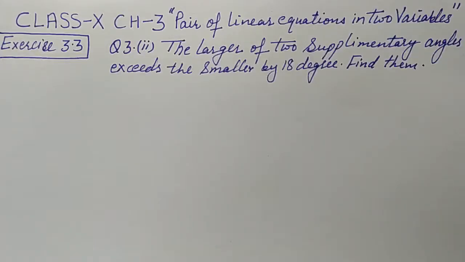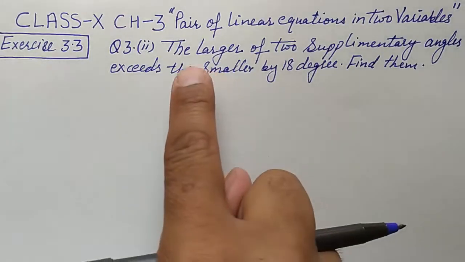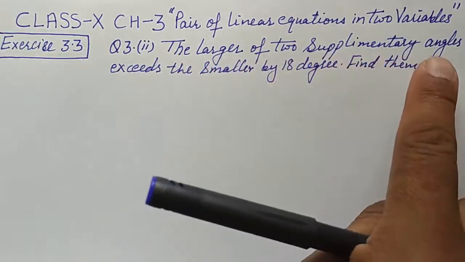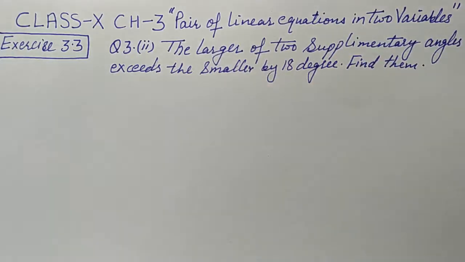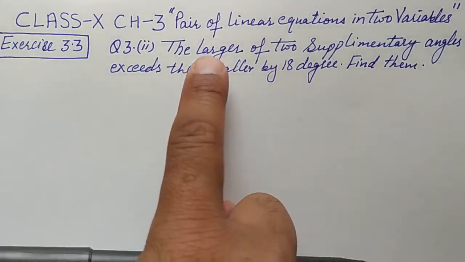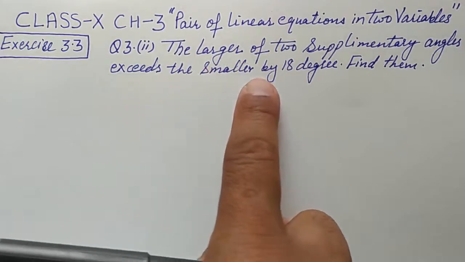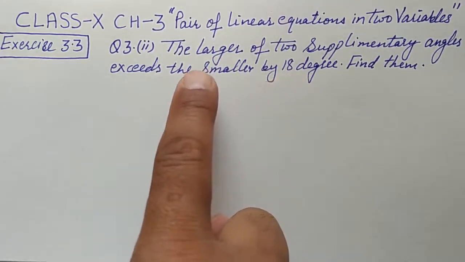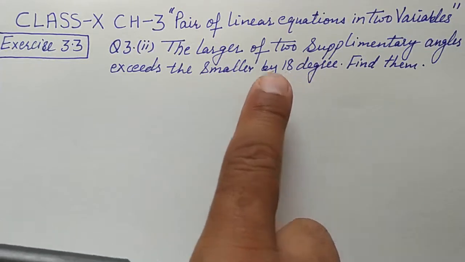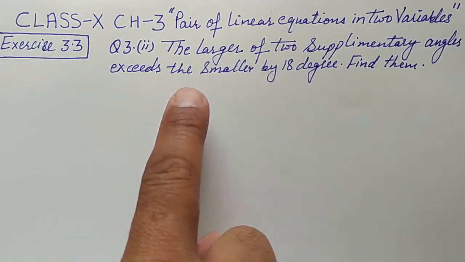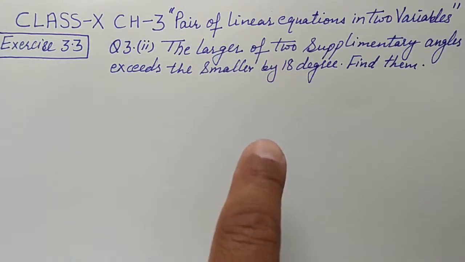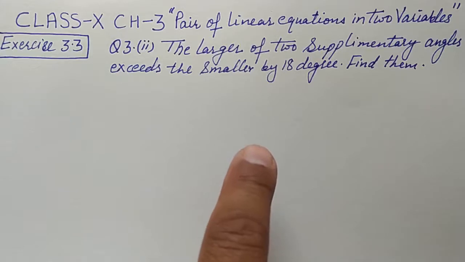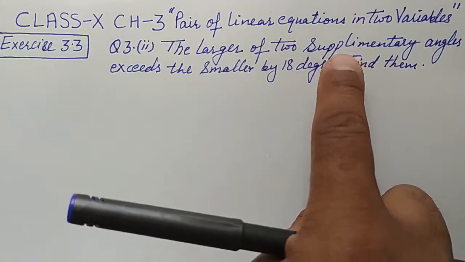Let's solve this question. The question is, the larger of two supplementary angles exceeds the smaller by 18 degree. Find them. So in this question, two angles are given and the larger angle exceeds the smaller by 18, means larger angle is 18 degree more than the smaller angle. So if I assume smaller angle as x, then larger angle will be x plus 18 degree because it is 18 degree more. And now it is said that these two angles are supplementary.